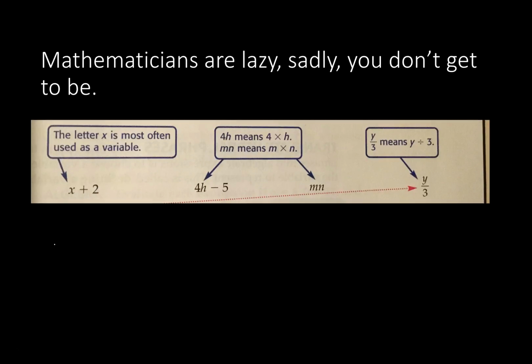So the letter x is the most popular that you're going to see, as in x plus 2. When it says 4h, remember that it means 4 times h. 4n would be treated as 4 times n. They just don't want to write the times symbol or the parentheses. You also have 4 over y, which means 4 divided by y if you put it in on your calculator.